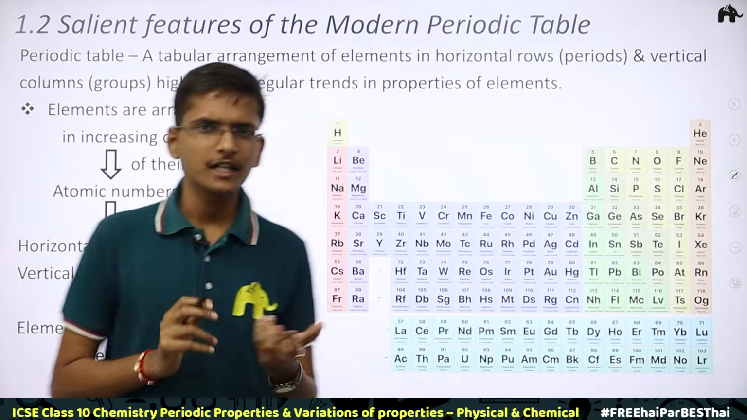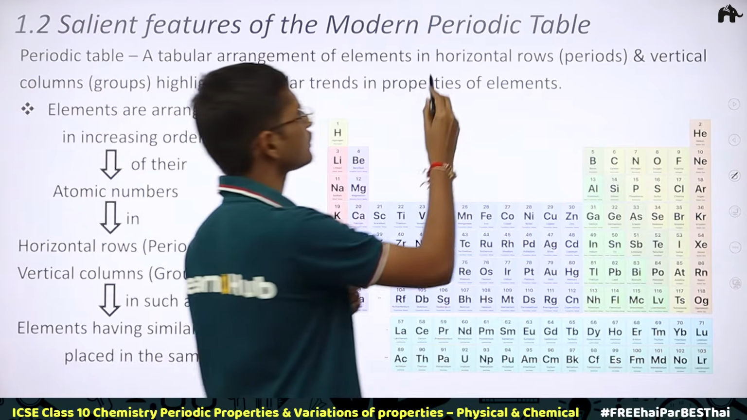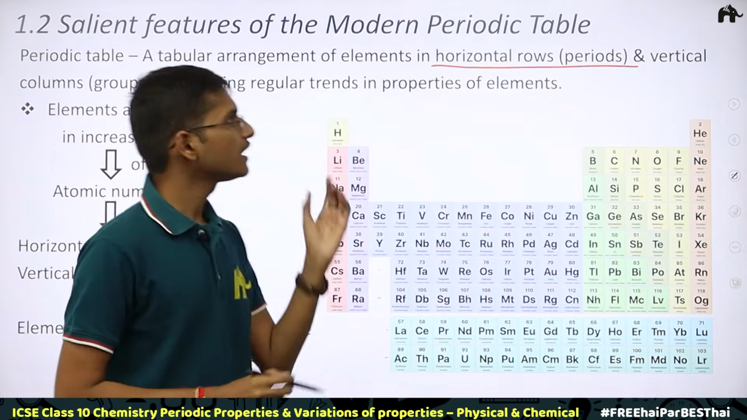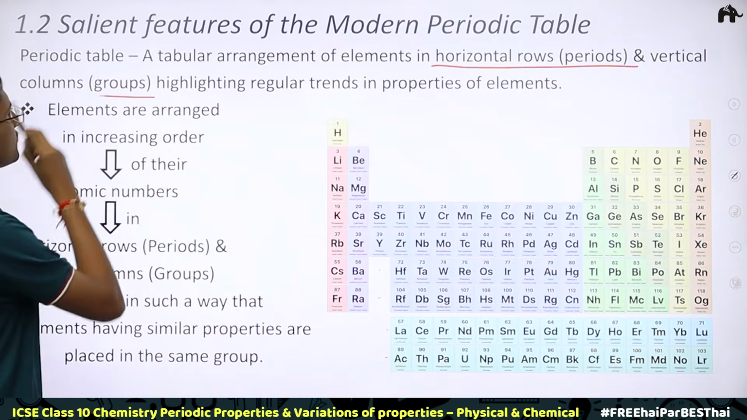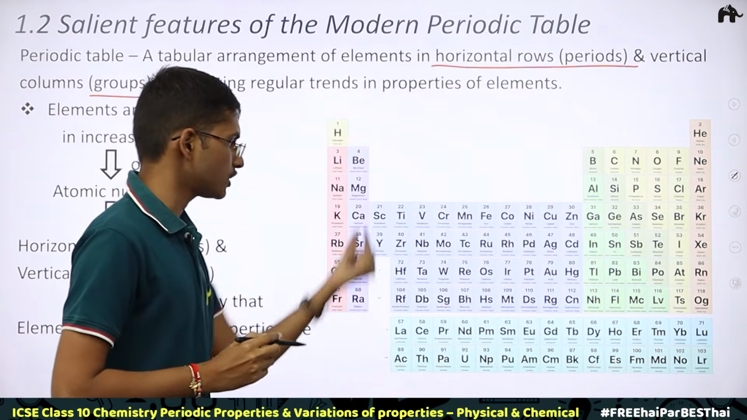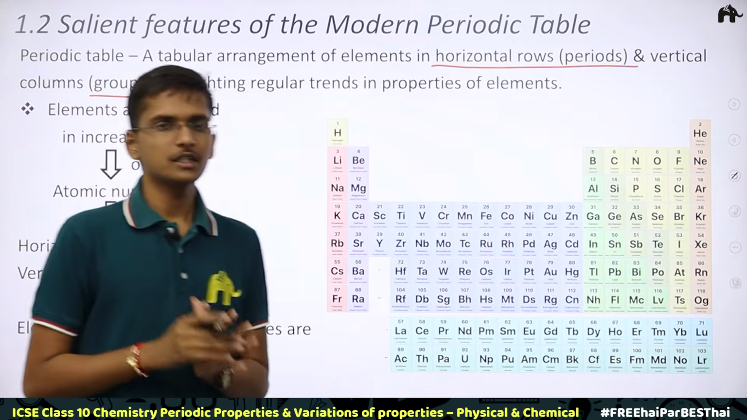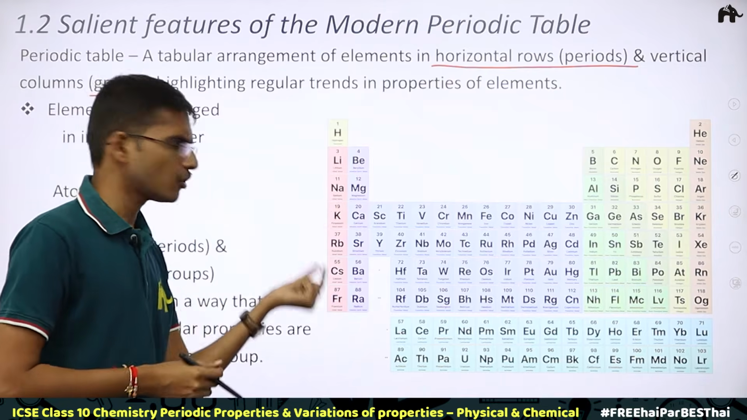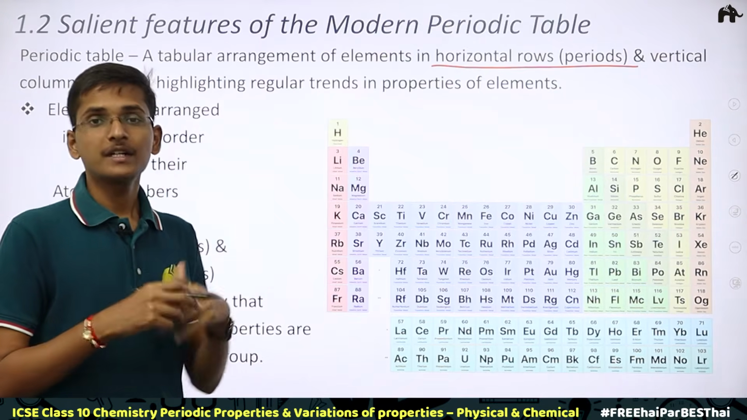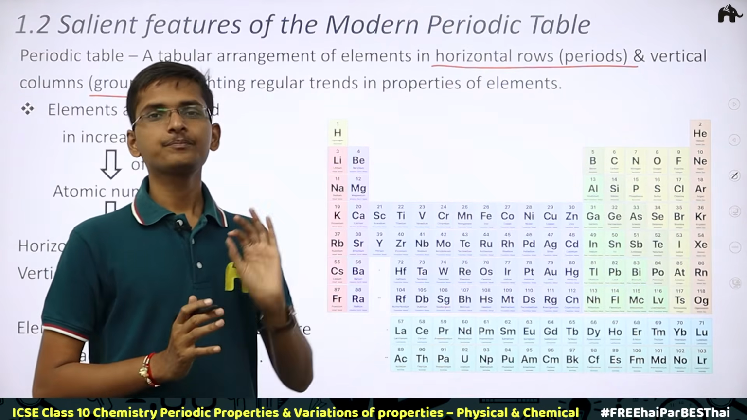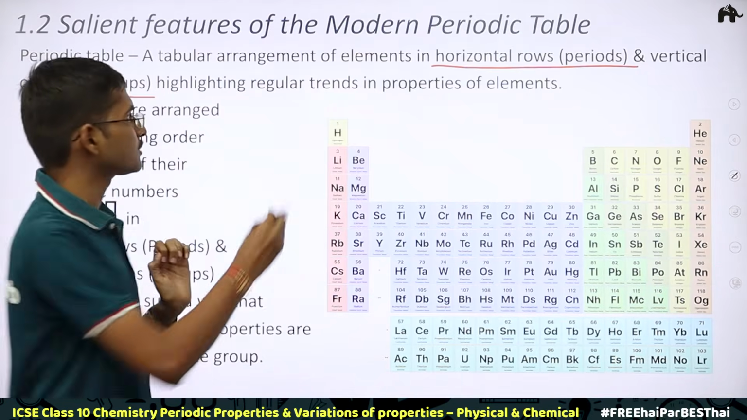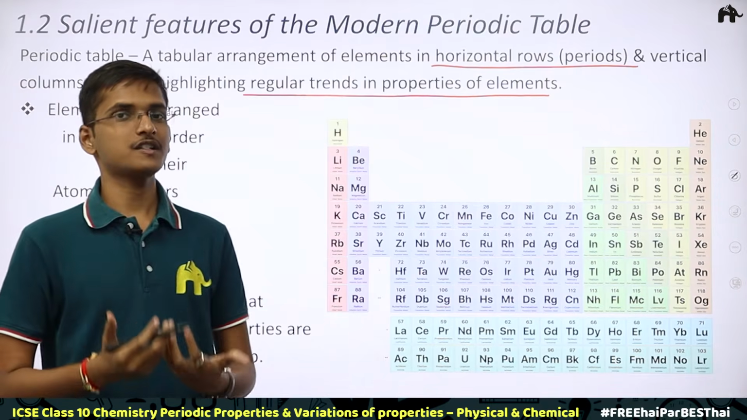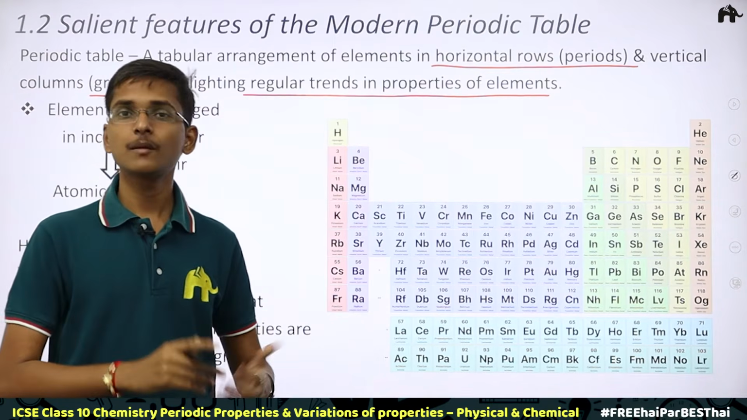It's just a tabular arrangement of elements in horizontal rows, like this, which are called periods, and vertical columns, like this, which are called groups. But it's not simply a tabular arrangement of elements in periods and groups; this arrangement should also highlight regular trends in the properties of elements. You will understand this term, regular trends in the properties of elements, in a better way when we start learning about the periodic properties.